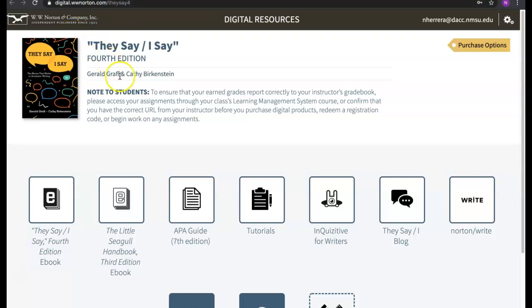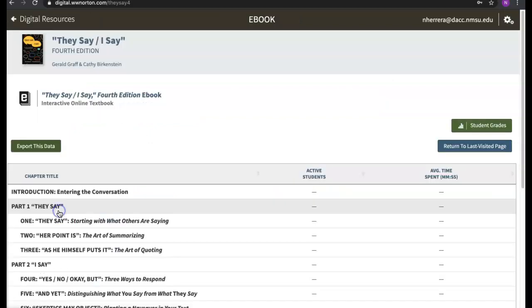digital.wwnorton.com/theysay4. So that's where you can go and activate your access code and get access to the ebook as well as to the Little Seagull Handbook. So let's go ahead and get started.